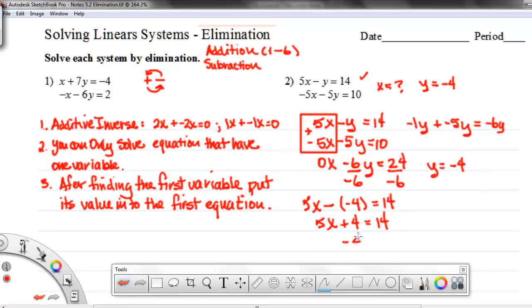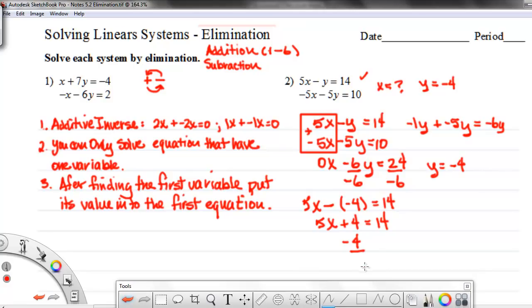Now I'll go ahead and subtract 4 from each side to get this value to go to 0. That goes back to chapter 1. I get 5x equals 10. To get x by itself, I divide each side by 5, so x equals 2. Now for equation number 2, we finally have the value for x. X equals 2 and y equals a negative 4.